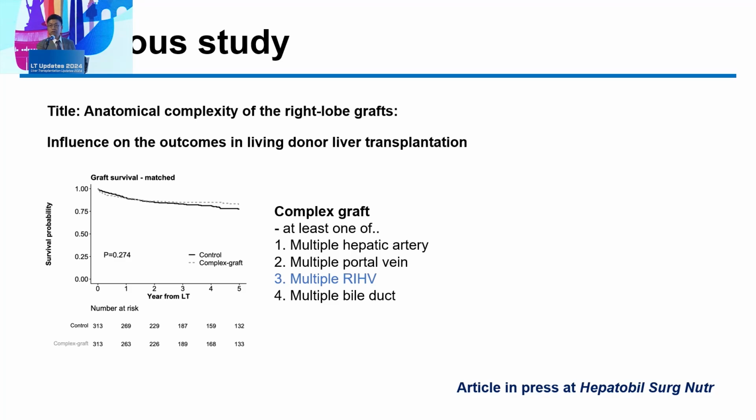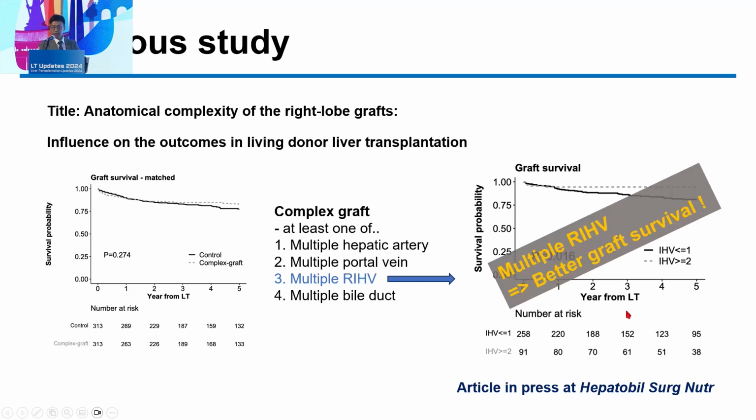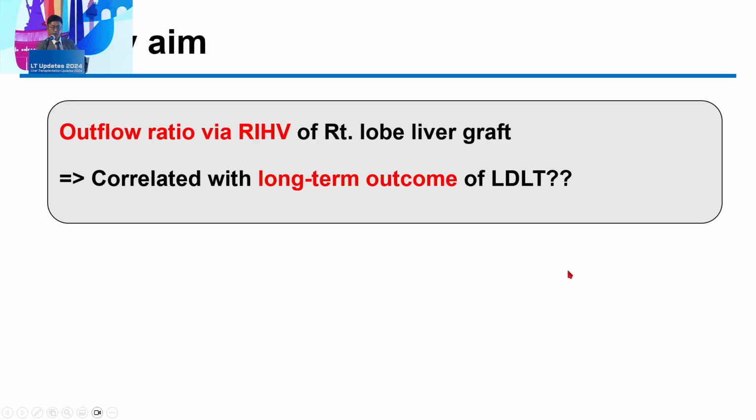But there was one interesting finding in our study. When the right lobe graft has multiple right inferior hepatic veins, it shows better graft survival than one with less than one right inferior hepatic vein, even in the matched analysis. So this finding made us plan to investigate more about the importance of the right inferior hepatic vein.